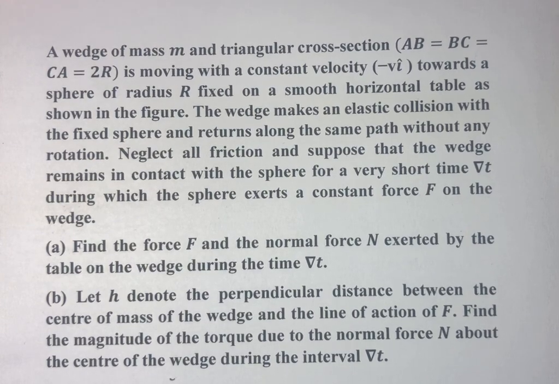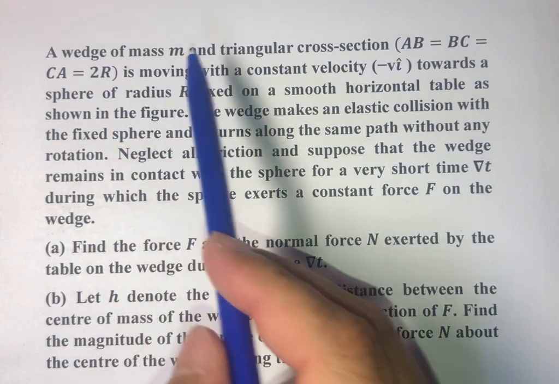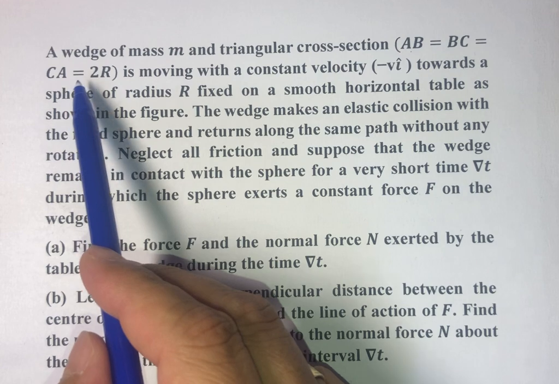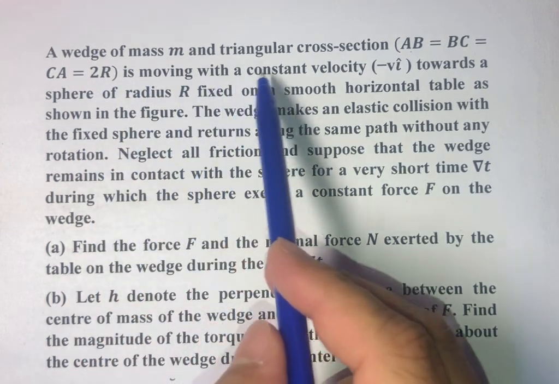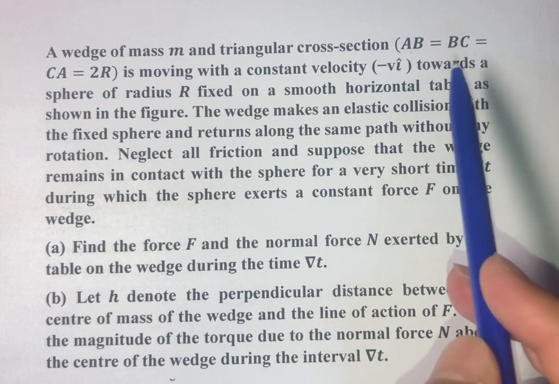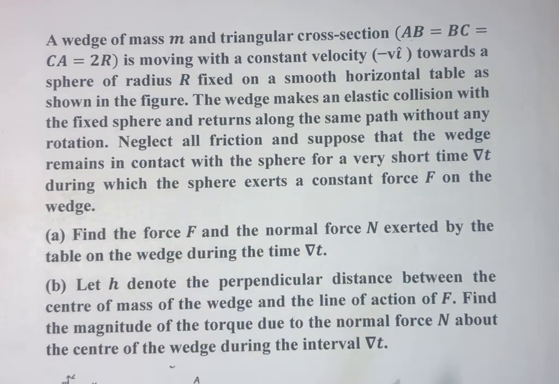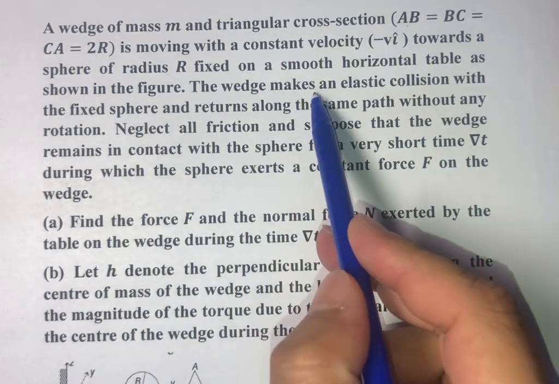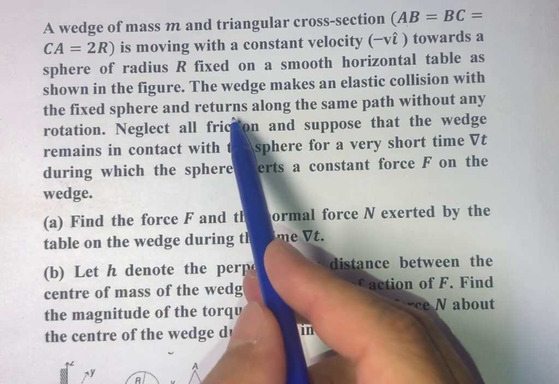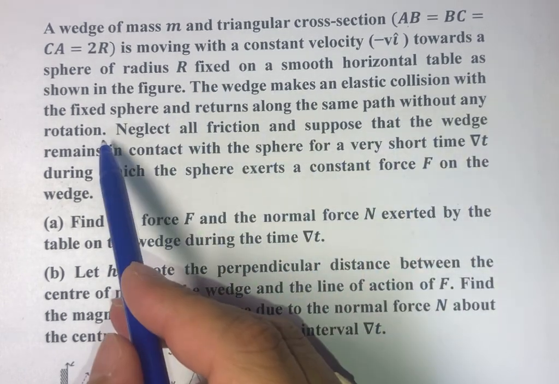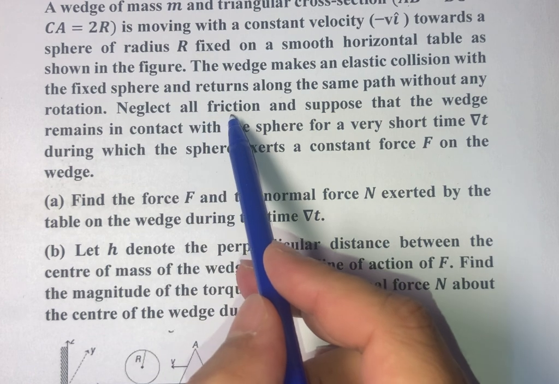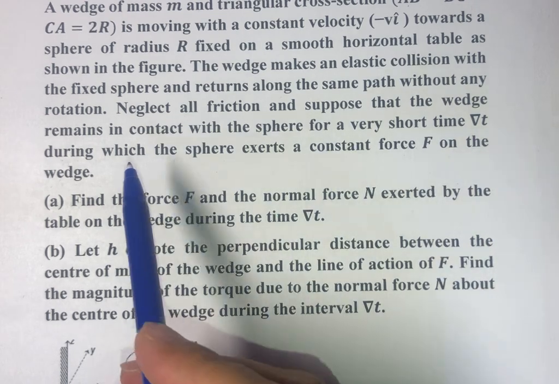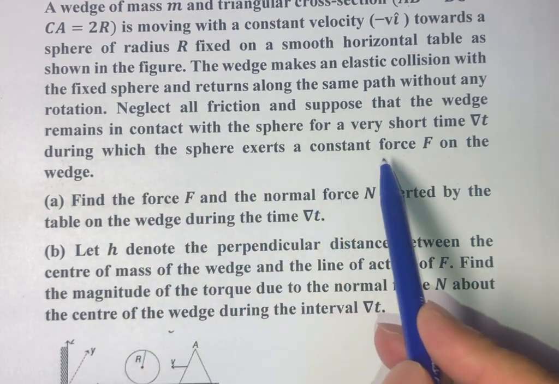Hello friends, today's question: a wedge of mass m and triangular cross section with AB equal to BC equal to CA, which is equal to 2R, is moving with a constant velocity minus V i-hat towards the sphere of radius R fixed on a smooth horizontal table as shown in figure. The wedge makes an elastic collision with the fixed sphere and returns along the same path without any rotation. Neglect all friction and suppose that the wedge remains in contact with the sphere for a very short time delta t, during which the sphere exerts a constant force F on the wedge.